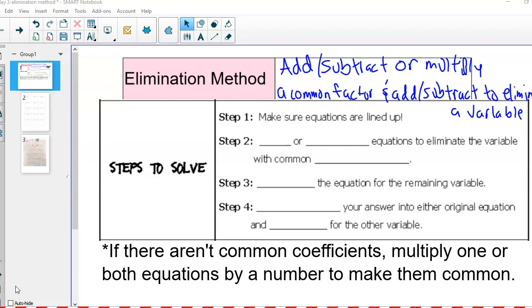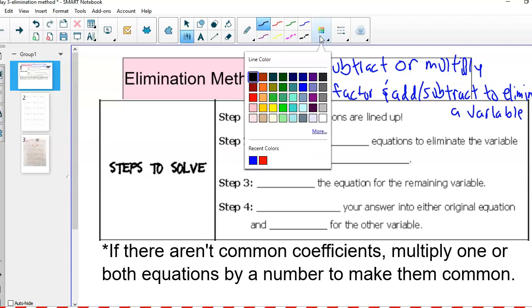Right, before we do anything, I want you to write this somewhere on your paper. Add, subtract, or multiply a common factor. Add slash subtract to eliminate a variable. Zara, you should be right. We multiply a common factor, so somewhere on that page, write that. As you finish, I'm going to fill these in so you can start filling yours in. Is that another add and subtract? Add and subtract to eliminate a variable.